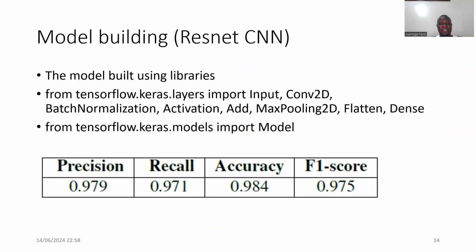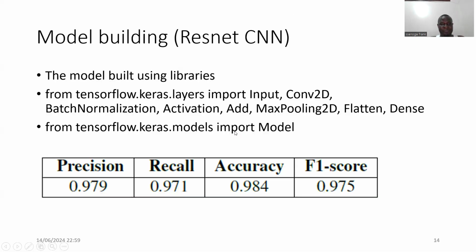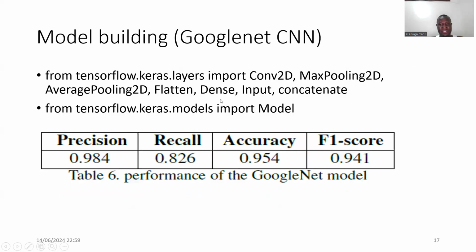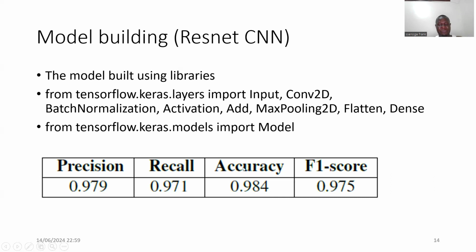It had an accuracy of 0.8 something. I think this is a mistake. So this is the ResNet. ResNet performed well, as you can see from the performance metrics. The precision, recall, accuracy, and F1 score values are high.